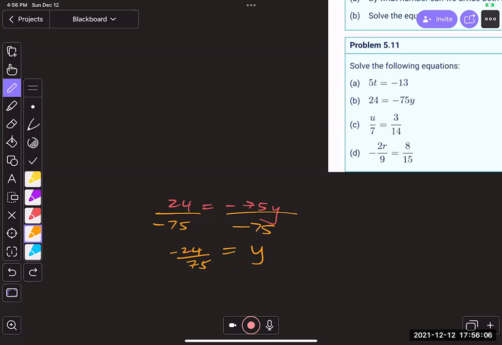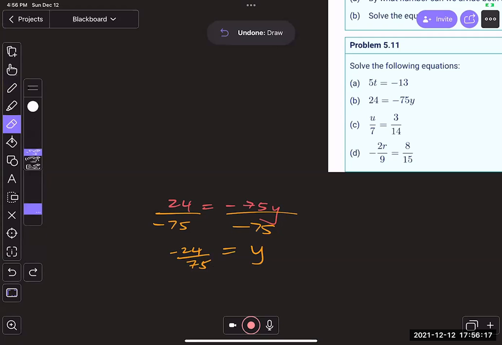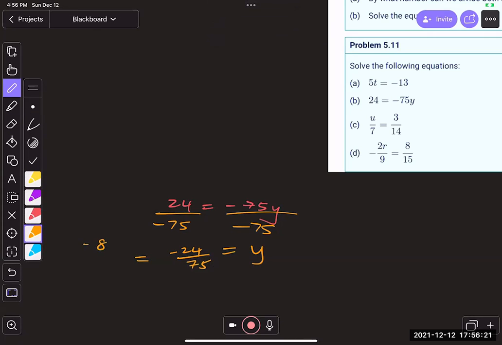Yeah, so if the numerator and denominator are both divisible by the same number, to simplify, you just divide by that same number. In this case, 24 and 75 are both divisible by 3. So 24 over 3 is 8, and -8 over 75 over 3 is 25. So our answer is y is equal to -8 over 25. Does that make sense to you, Evan?